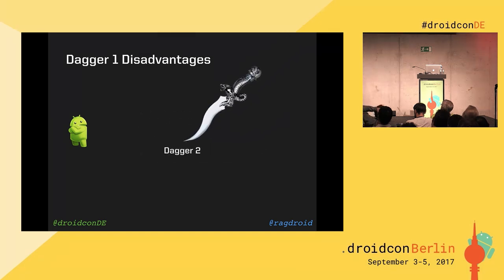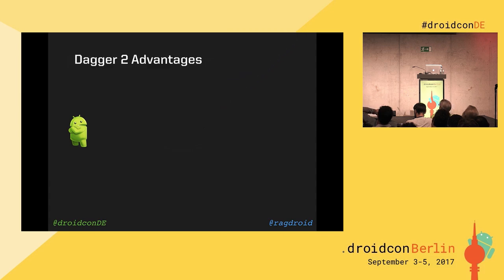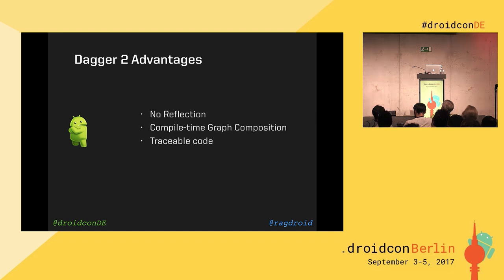Then came Dagger 2. Dagger 2 has its advantages. There is no reflection being used in Dagger 2, and the graph is generated at compile time. So it is faster in comparison to Dagger 1. And the code is traceable. The best thing about this is that the code is traceable. In Dagger 1, you could not go through the code generated classes and trace what is actually going on. It was all magic, it was behind the scenes. Now you can actually see what is going on.